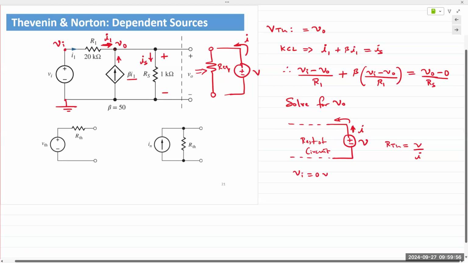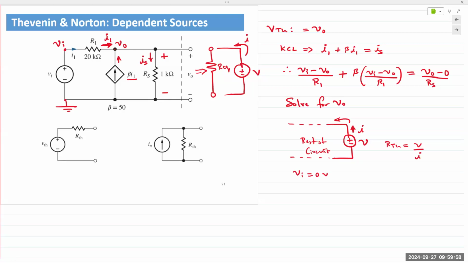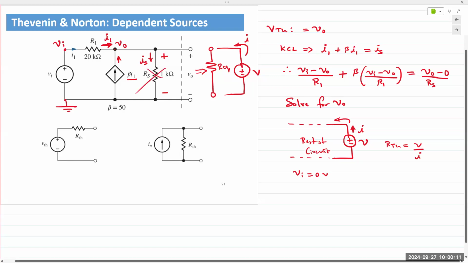Norton current is also done the exact same way. You take the output terminals, you place a short circuit wire between the output terminals, and you solve the circuit exactly as I did here. You write an equation. It's even easier because the short will take out RS for the Norton current.